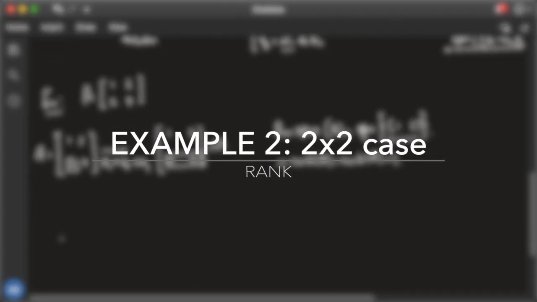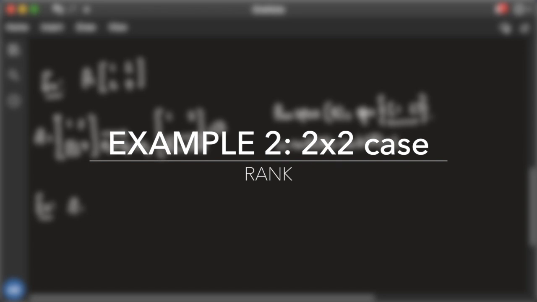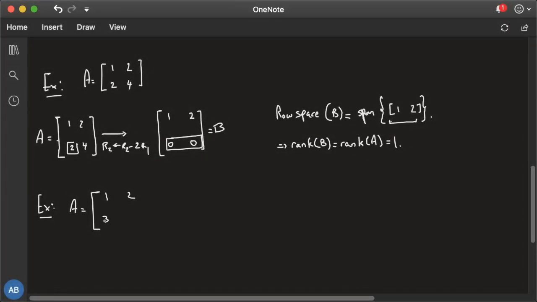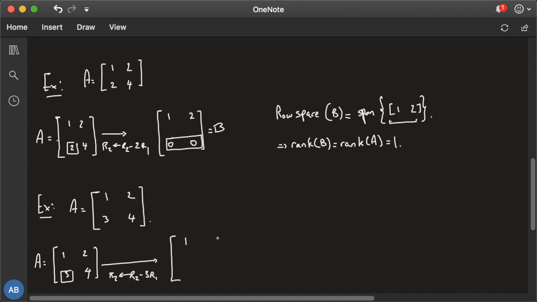Let's see another example. Let's say my matrix was not as such. It was, I don't know, [1, 2; 3, 4], and we're interested in finding the row space and the rank of A. Let's do row reduction. Try nulling out this guy by replacing R2 by R2 minus 3R1. That said, the first row remains the same. The second row becomes 3 minus 3 times 1 is 0, and 4 minus 3 times 2 is minus 2. Okay, well, we got an upper triangular form, but it's still a bit annoying.